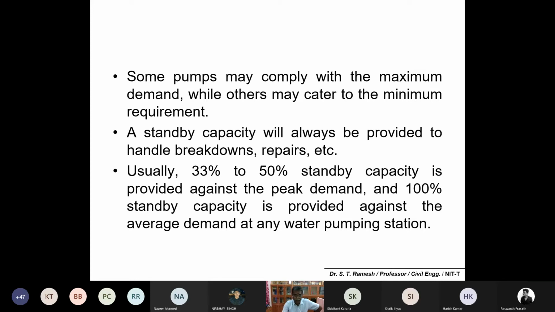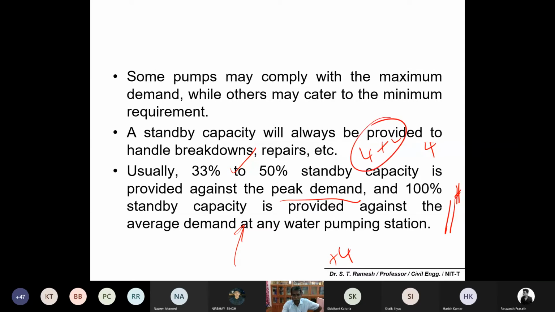Okay, then the capacity is about you can go up to a maximum of 33 to 50% standby capacity provided against the peak demand, and 100% standby capacity provided against the average demand at a pumping station. If I have 4 pumps, and if you are targeting only the average demand, I should have 4 + 4. And if it is being supplied with the peak demand, I should have 4 + 2.